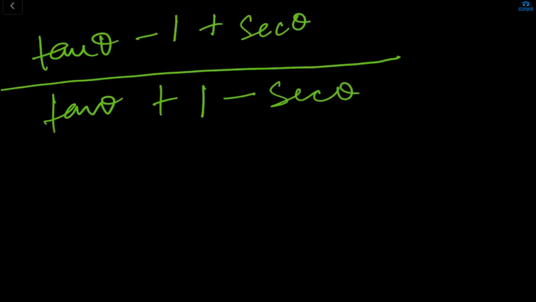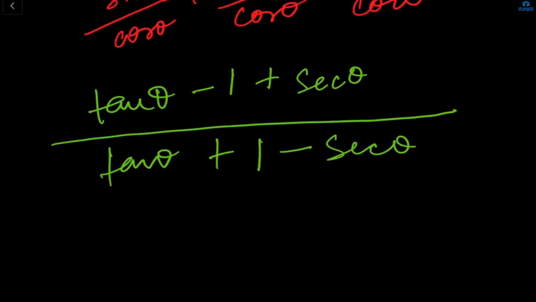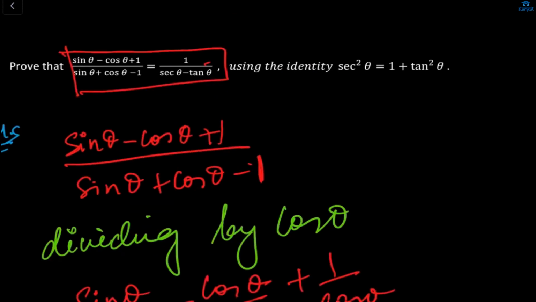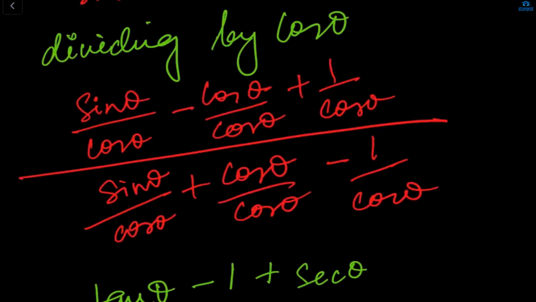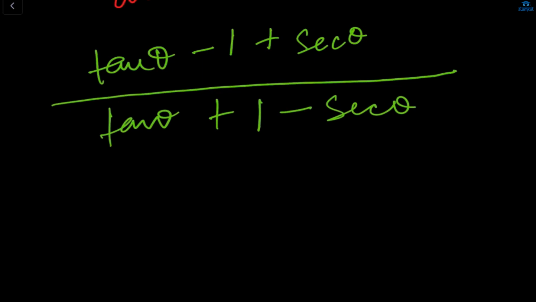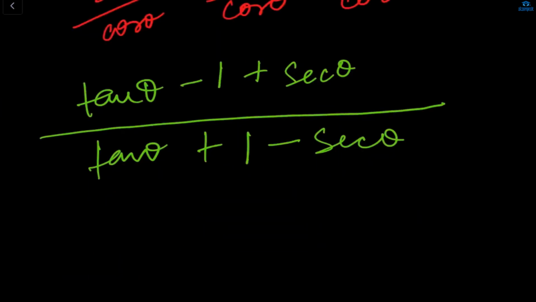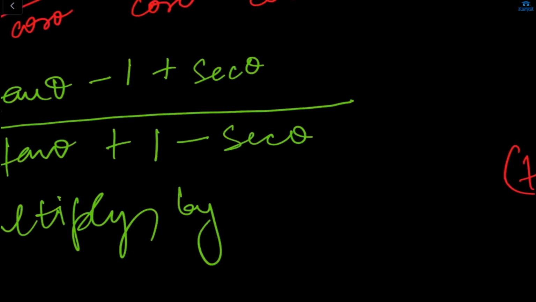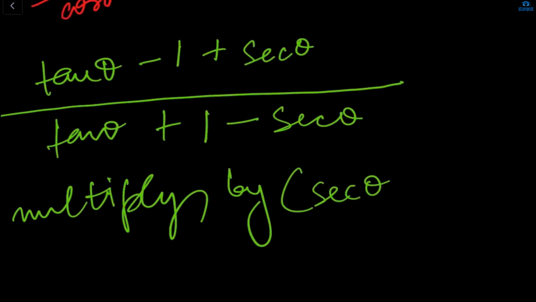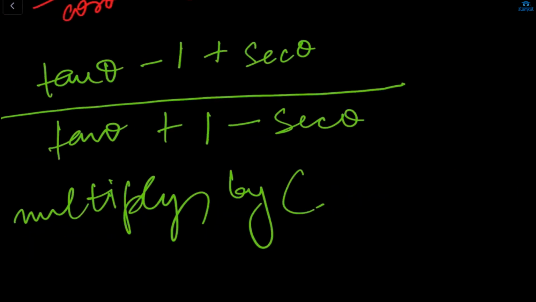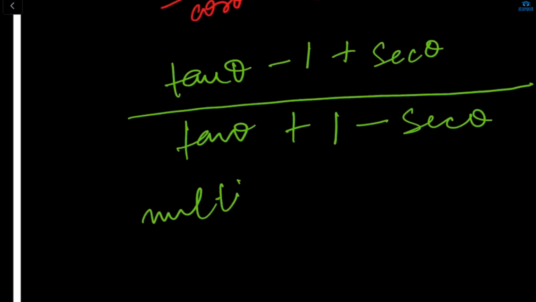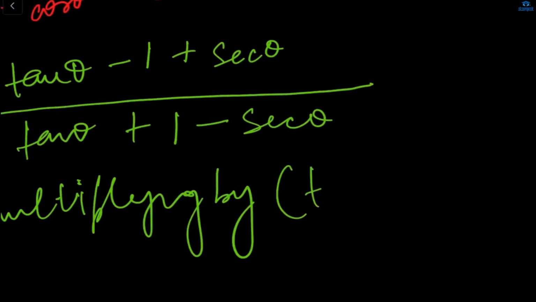So this was the term that we have. Further, how can we simplify? We have to get the term 1 upon sec theta minus tan theta. Here we cannot just write 1 upon sec theta; we have to do something more. So I'm going to multiply both the denominator and the numerator by tan theta minus sec theta.